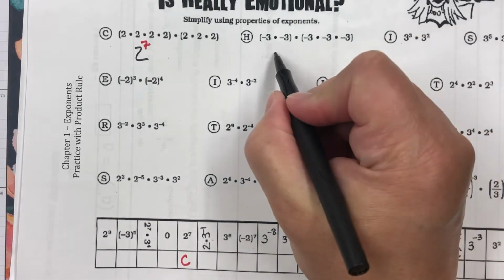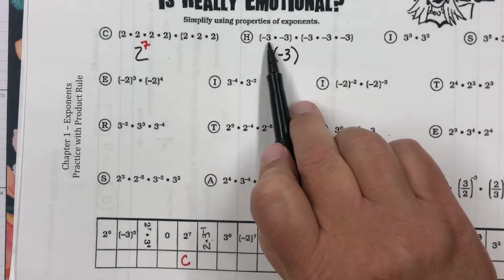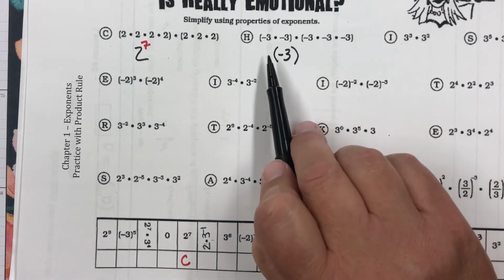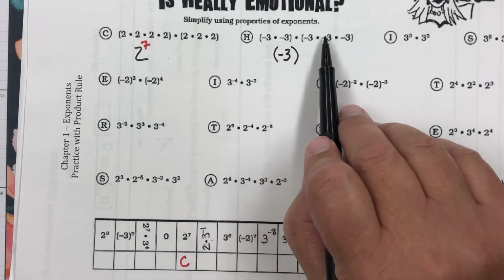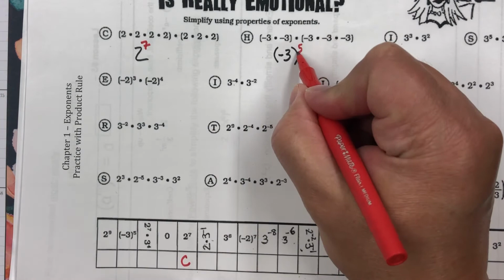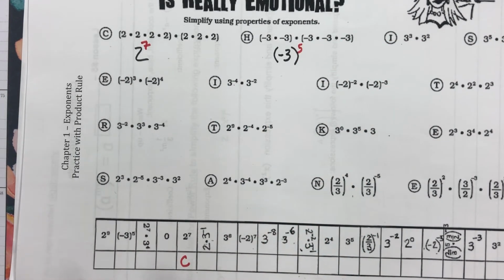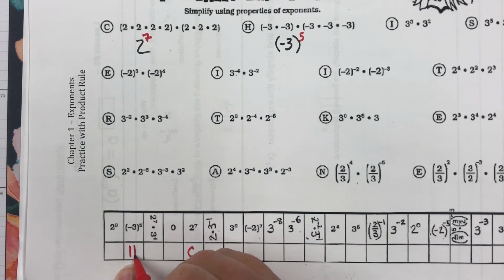All right, this one. This has a base of parentheses negative 3, because every single one of these is a negative 3. That means the base is in parentheses negative 3, and there's 1, 2, 3, 4, 5 of them. So negative 3 in parentheses to the 5th power, and that is somewhere. Where is that? Here it is, negative 3 to the 5th power. That's going to be an H.